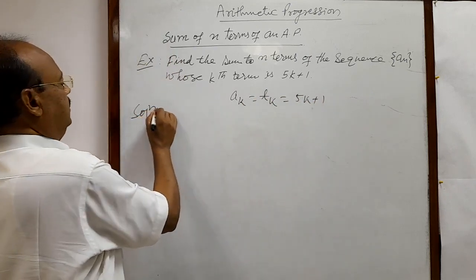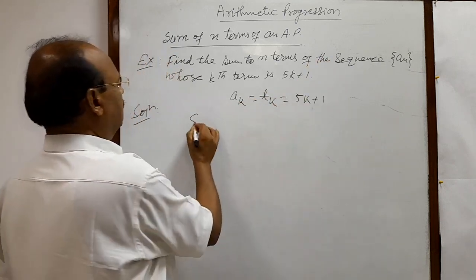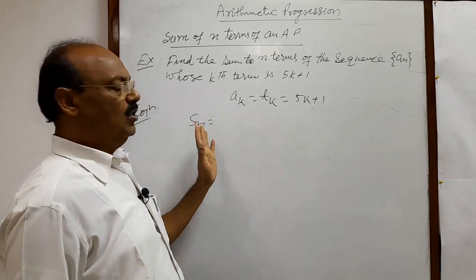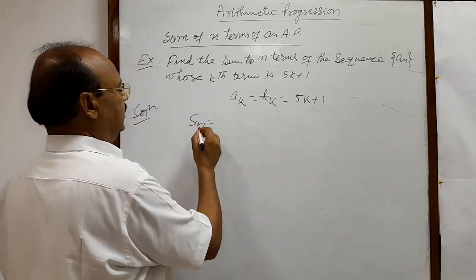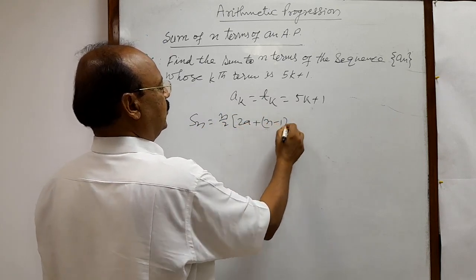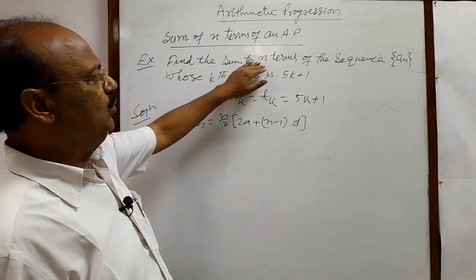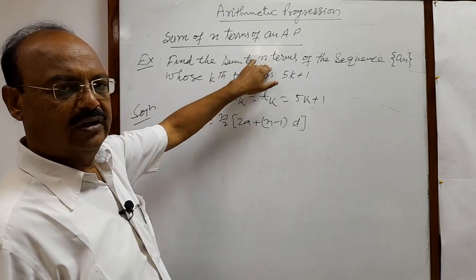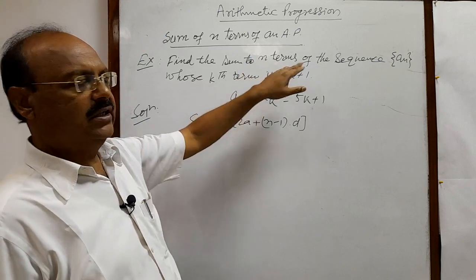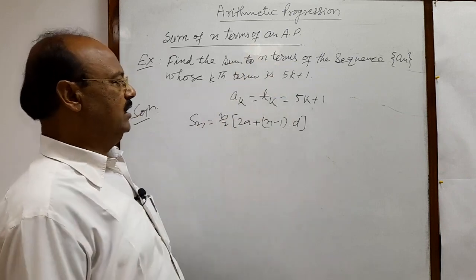So let us find the solution up to n terms. We know the formula. In the previous videos we have already discussed the formula to get the sum of n terms of an arithmetic progression, and that is Sn is equal to n by 2, 2a plus n minus 1 into d. Correct? Here we have to find the sum to n terms. The value of n is not specifically mentioned here, so we'll get the answer in terms of n, in general form. So nothing to worry about it.